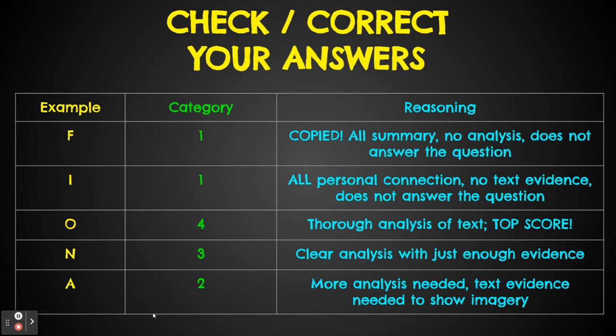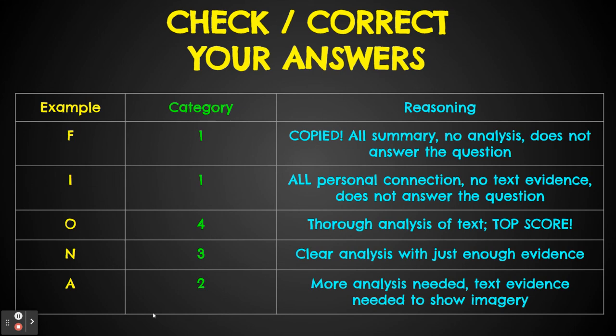Now the N got a 3. A 3 is not bad at all. A 3 means that this writer met the goal. It wasn't exceeds, but it was still met. There's clear analysis with just enough evidence. Didn't go beyond what they needed to get to a 4, but it was just enough.